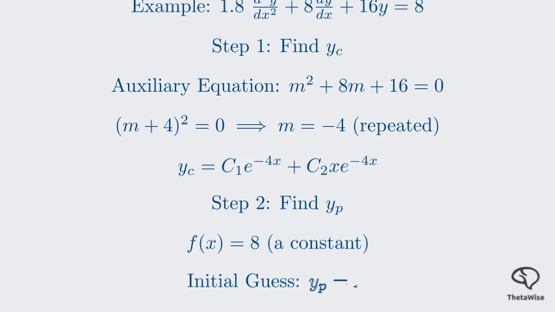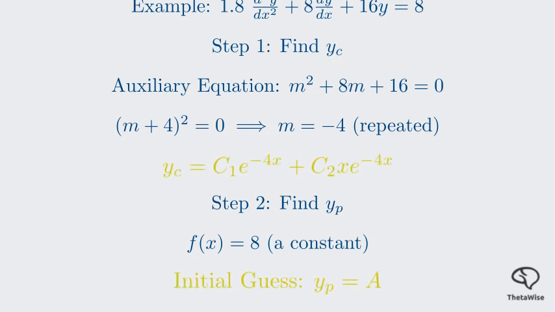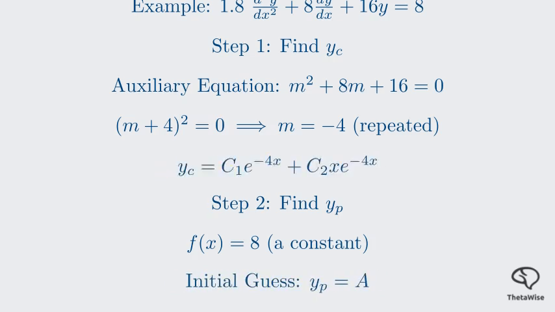So, our guess is yp = A. Now, we check for duplication. Is our guess a part of yc? No. The terms in yc are c1 times e to the 4x and c2 times x e to the 4x. Neither of these is a constant like A, so there is no duplication this time. Therefore, our initial guess is correct, and we can proceed.